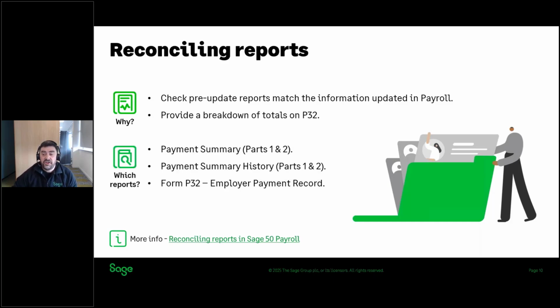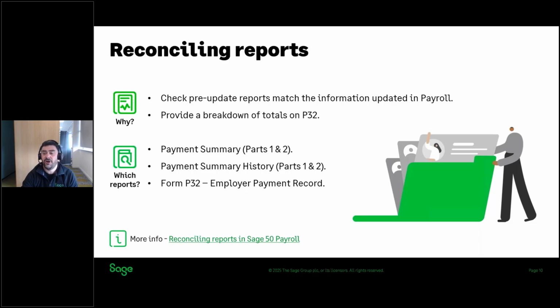So there's a huge range of reports in the software that you could run. The ones that I'm going to focus on are the payment summary, parts 1 and 2. Those are the pre-update reports that we recommend that you run as part of your pay run. There are payment summary history reports, parts 1 and 2, which contain very similar information, but based on values you've updated in your program. And we're going to tie that all back to the form P32, which was what we based our payment to HMRC on.